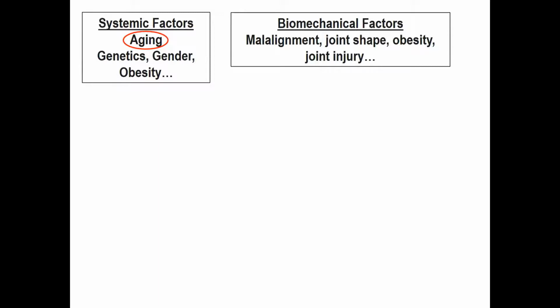So there's a whole number of risk factors. We've been talking about aging, and that's the focus of this talk. But genetics, gender, and obesity are also risk factors for osteoarthritis. And there are biomechanical factors, like malalignment. If you're knock-kneed or bow-legged, you're malaligned, and you're more likely to get osteoarthritis in the knee. Joint shape was really important in hip OA. Again, obesity is a mechanical factor and a systemic factor, and so is joint injury. So these are all various risk factors for OA.